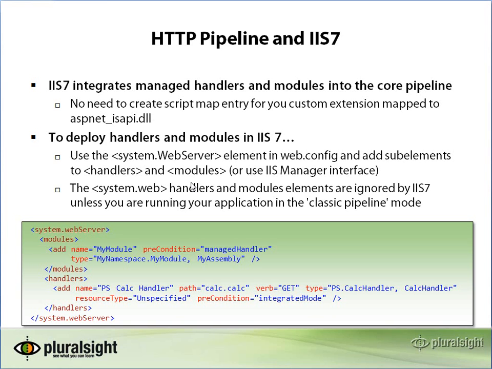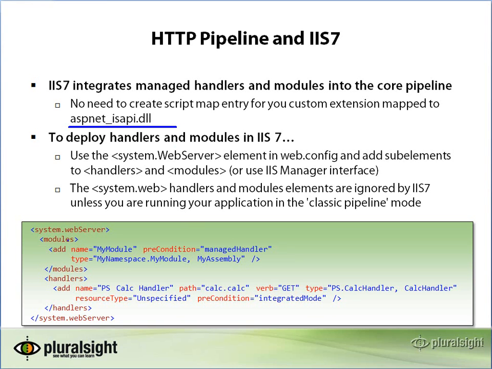So if you're going to use the integrated pipeline in IIS7, there's no need anymore to create an association between your custom extension and the ASP.NET ISAPI DLL. That was really only there for IIS6 and earlier. Now that IIS7 understands ASP.NET classes natively, all you have to do is register your custom HTTP handler with an extension in IIS7, and you're done. You don't have to go through this multiple step process to actually do the deployment.